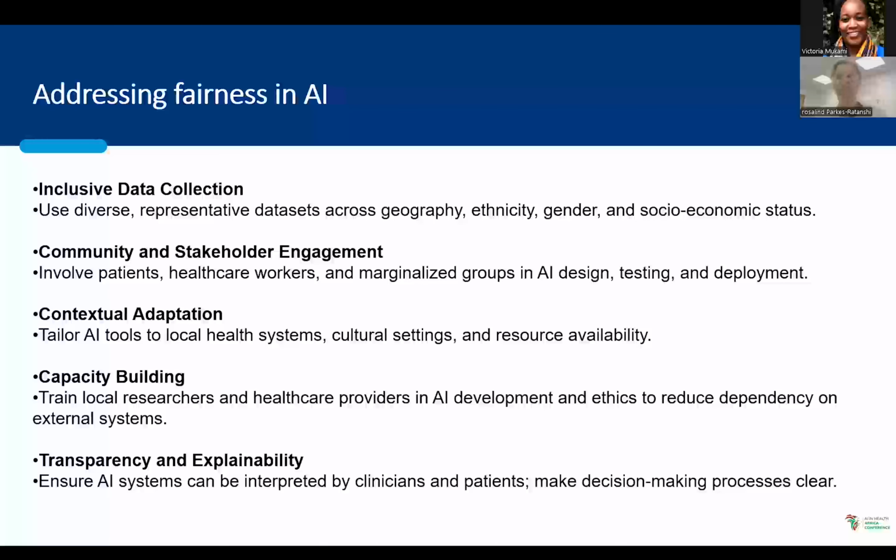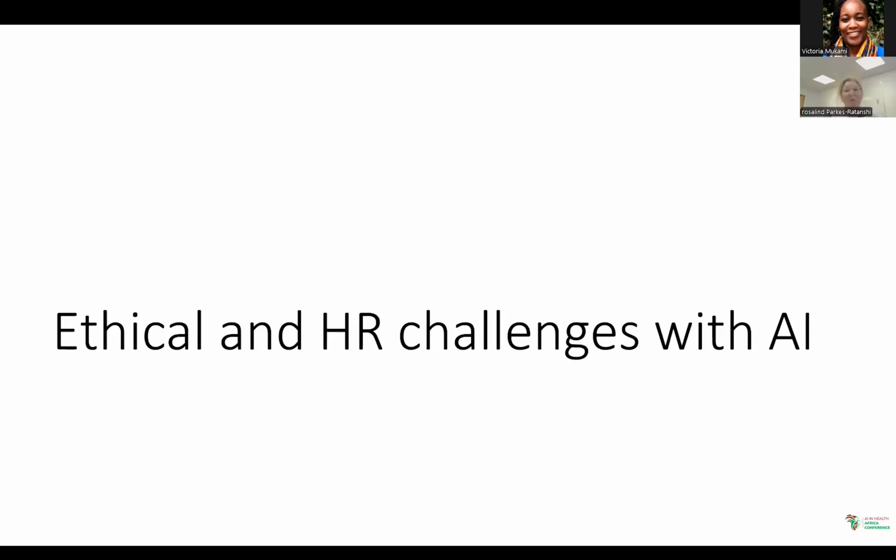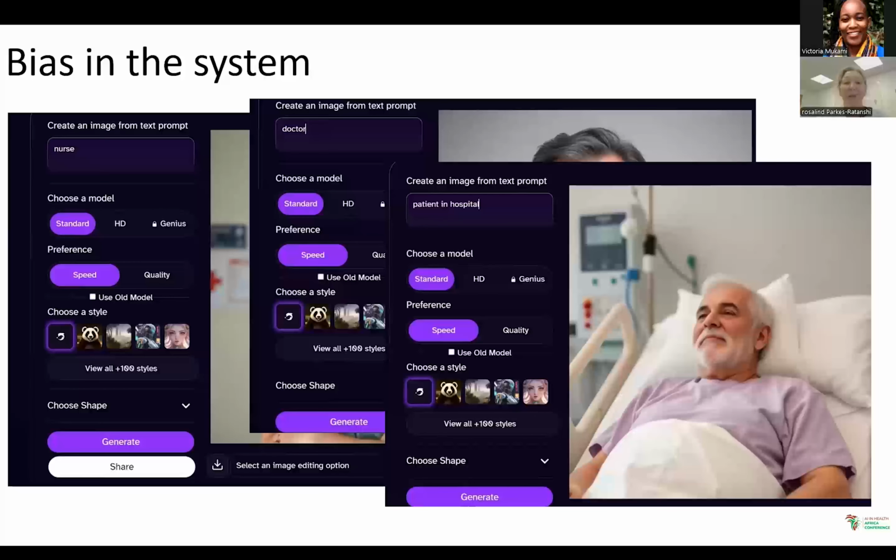Now what I've got a challenge with is my slides. Here we go. So we're now going to move on to the bias and the ethical challenges. And I'm not sure why this has happened. I think perhaps because it was originally in a PDF.